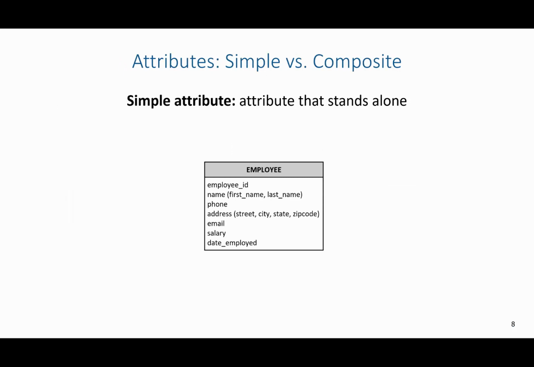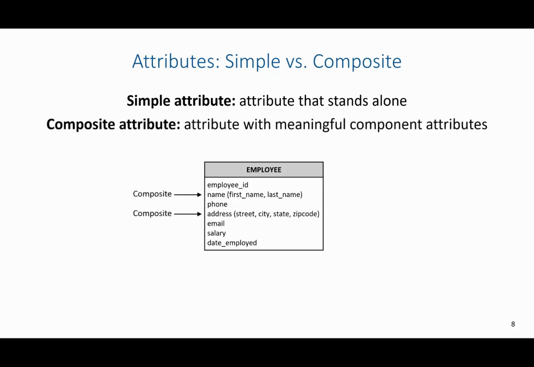So let's talk about specific types of attributes. First, we have simple versus composite. A simple attribute is the attribute that stands alone. So to better illustrate this, let's talk about what a composite attribute is. A composite attribute has an attribute with meaningful component attributes.